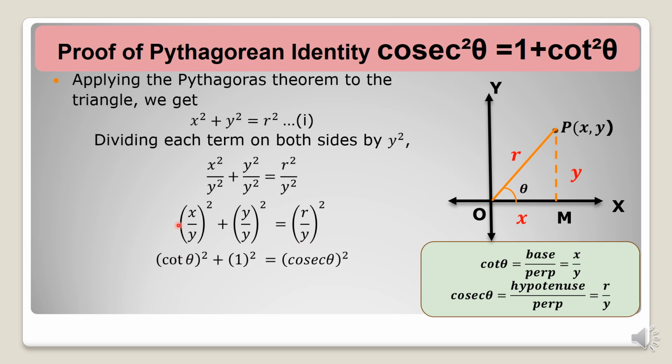X over y is actually cot of theta, that is base over perpendicular, and r over y is hypotenuse over perpendicular, which indicates cosecant of theta. Cosecant is actually the inverse of sine of theta. So 1 plus cot square theta is equal to cosecant square theta. This is proved by the Pythagoras rule.